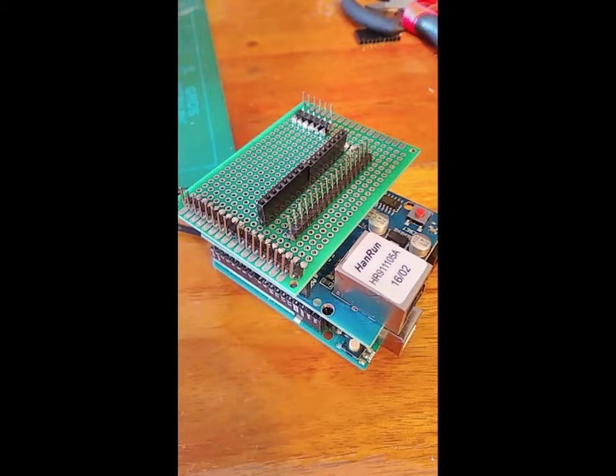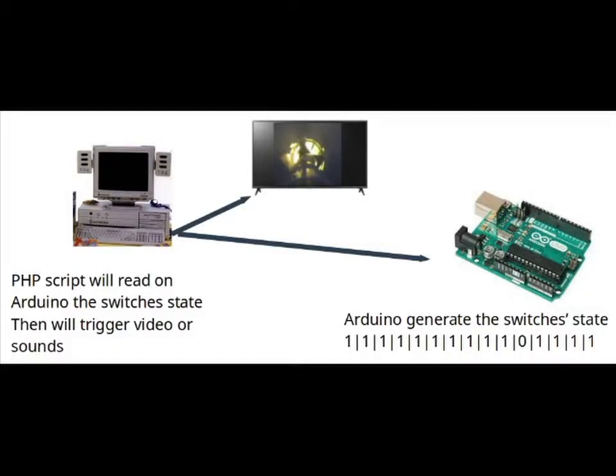So now I'm explaining to you how it works. So the concept here is that the computer is outputting videos on the TV with dual screen or stuff like that, and it will query the Arduino through the network about the switches' state, and according to those states it will show some videos or play some sounds. The script itself is made in PHP, very easy.